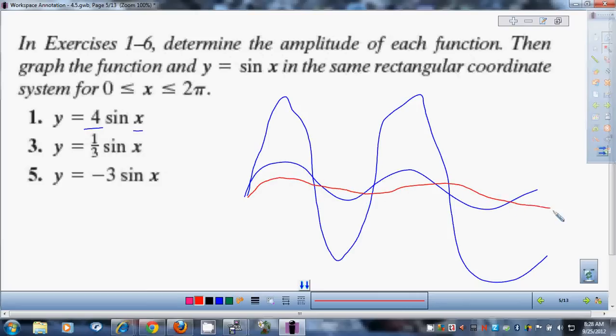It would be really shallow compared to the original. It wouldn't be stretched like that, but I'm just not a good artist. What about -3? What do you think that's going to do? It's going to stretch it.